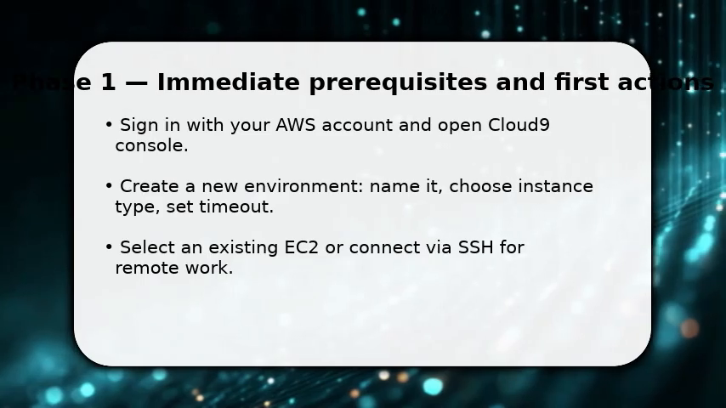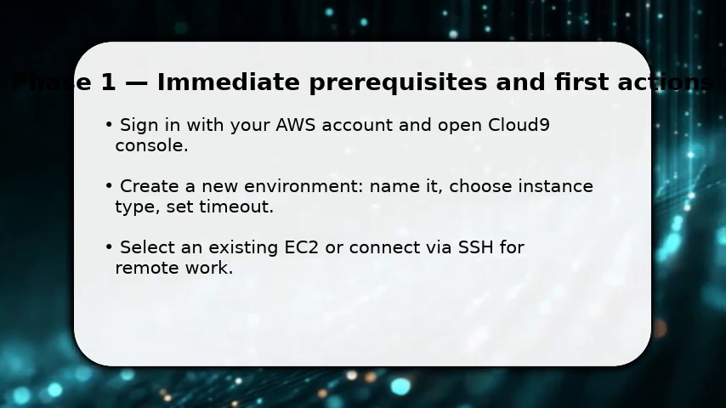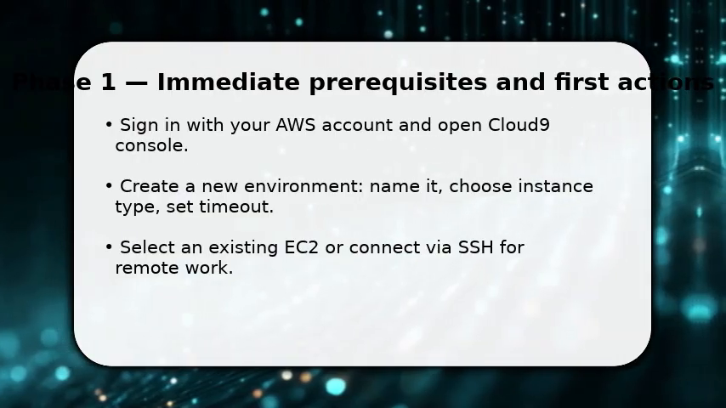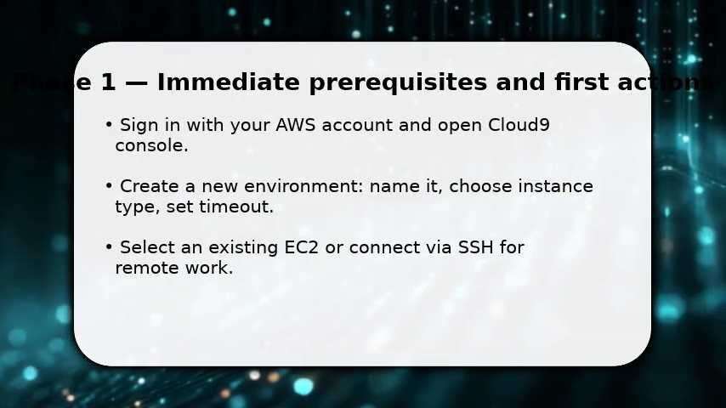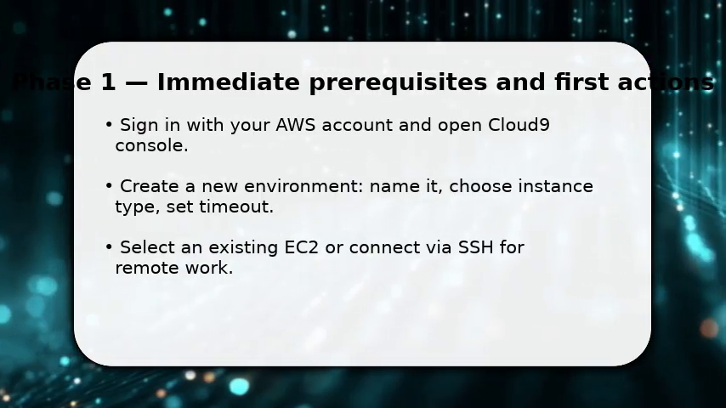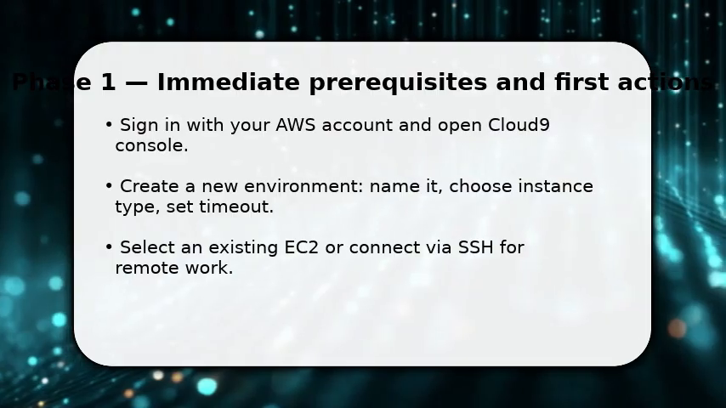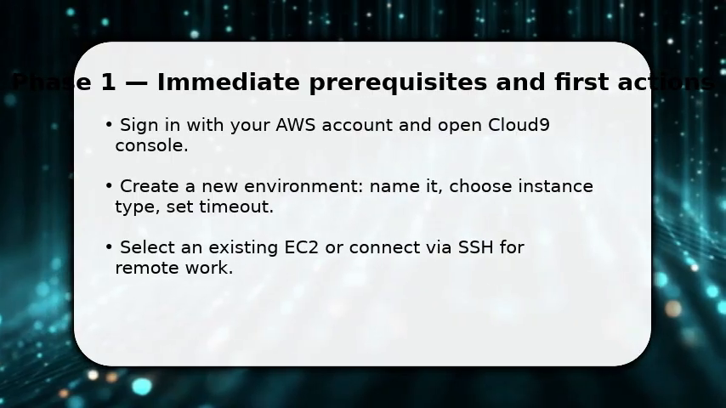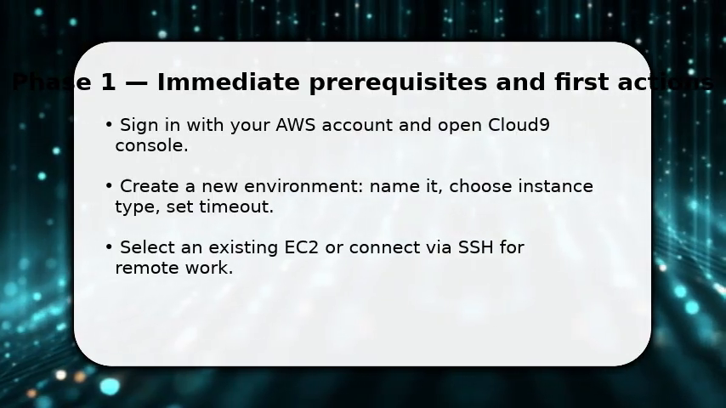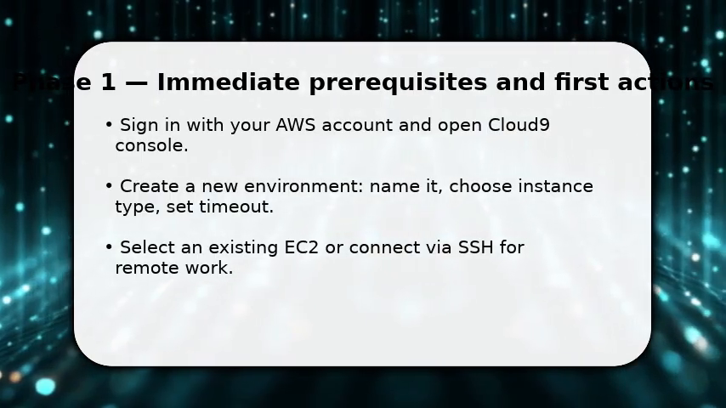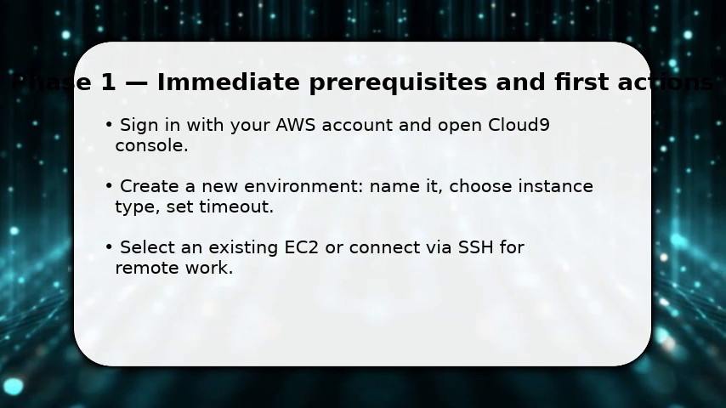Enjoy the video. You begin by opening Cloud9 and creating an environment now. Sign in with your AWS credentials and pick a clear name. Choose the instance type that matches your needs and set the environment timeout so it won't shut down unexpectedly. Once done, decide whether to use a hosted EC2 or connect via SSH to an existing server. Make sure to attach the right IAM permissions so you can install packages and access repos without errors.